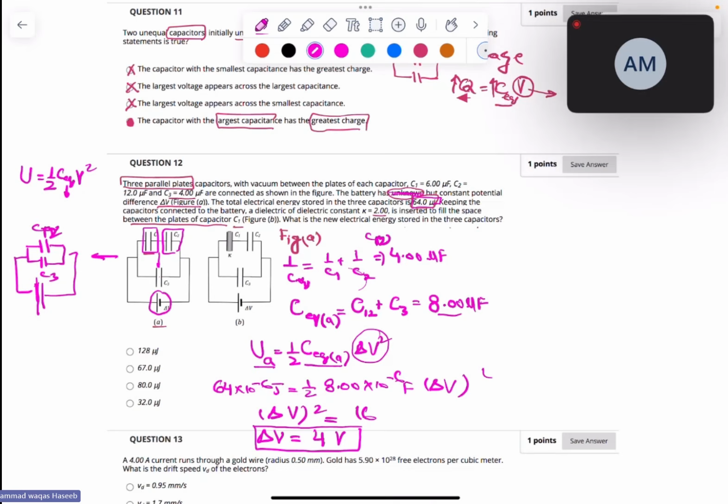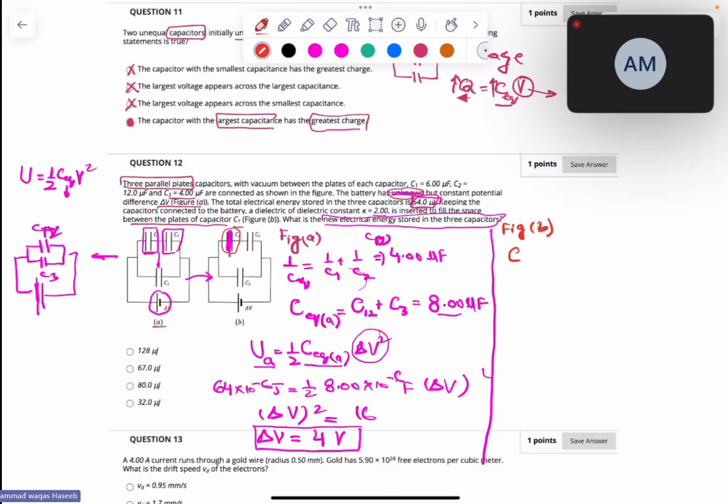But the question is, if the circuit is changed to this, and then a dielectric medium is inserted in the capacitor, what will be the new electrical energy of these three capacitors? So now we're going to do the calculations for figure B. Figure B: first these two are in series, but you have a dielectric medium.